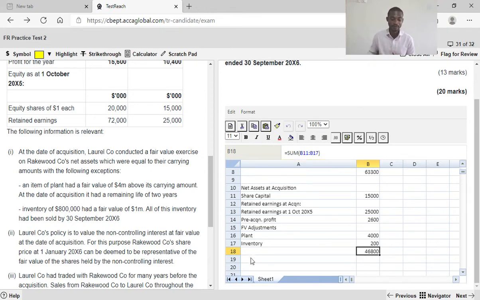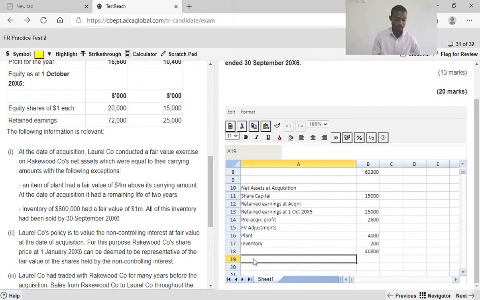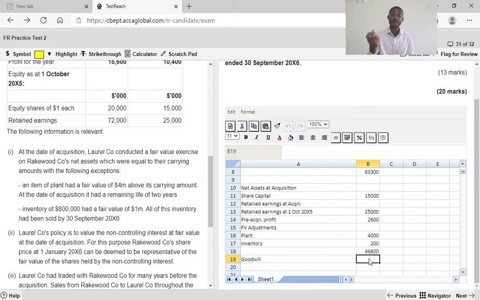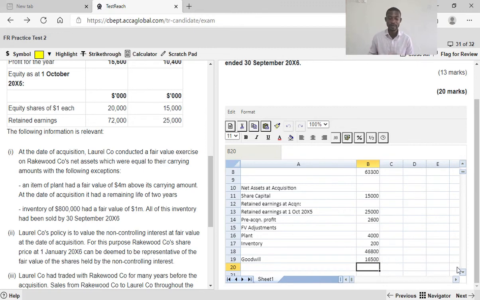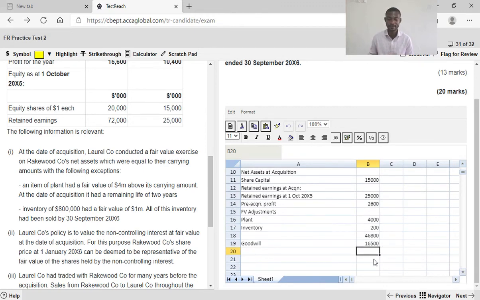So finally, we can bring our goodwill. So our goodwill would be equal to, what do we need? We need the total consideration and NCI. So I'll say equal to. I'm going to make reference to the earlier calculation we performed for the total. So I'll say equal to this one minus the net assets. And that should give me the goodwill. And I have my goodwill as 16,500, which is 16.5 million.